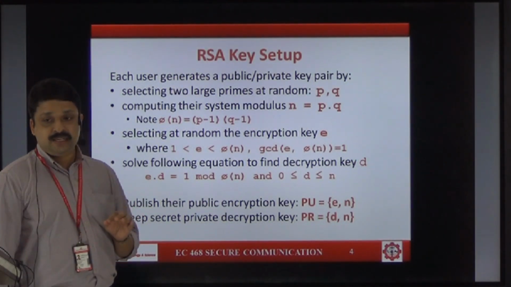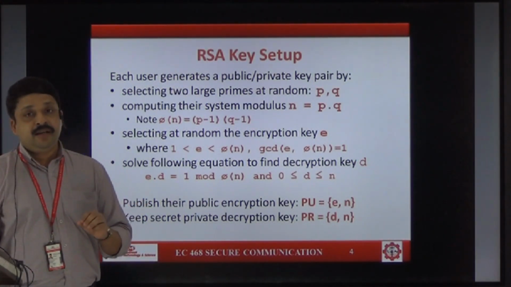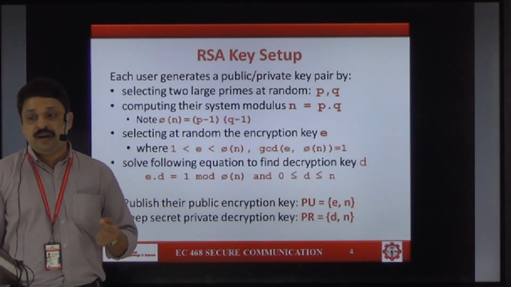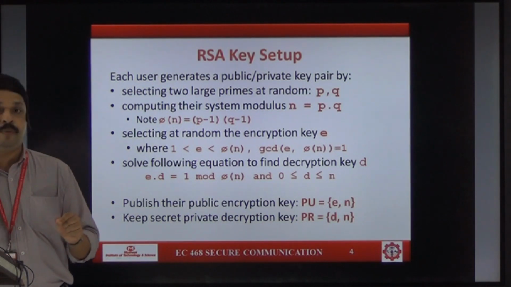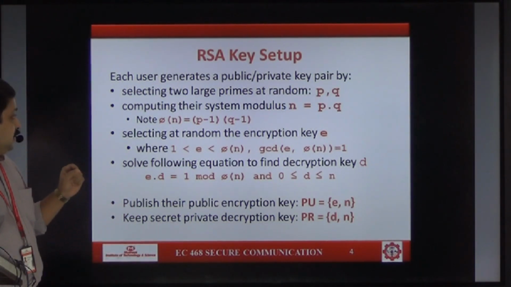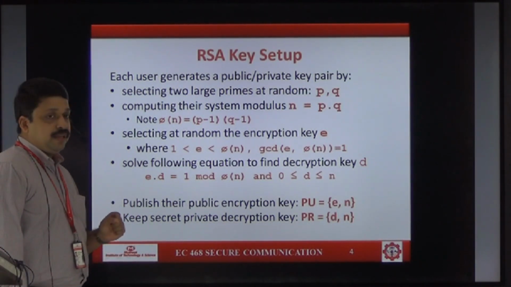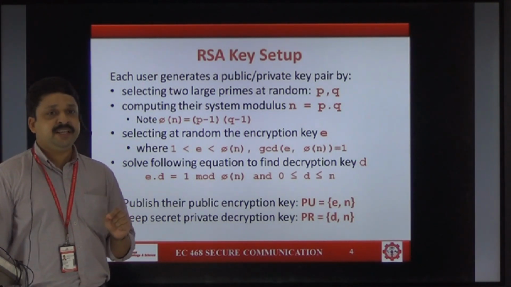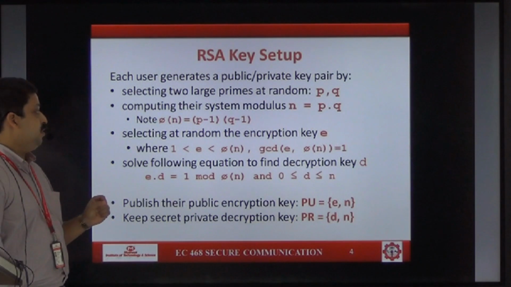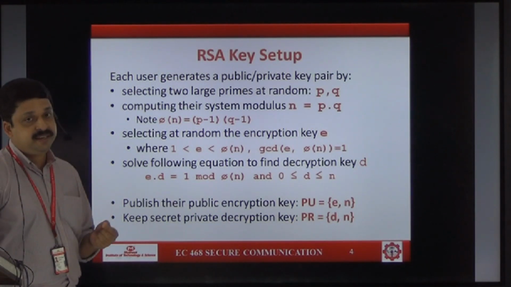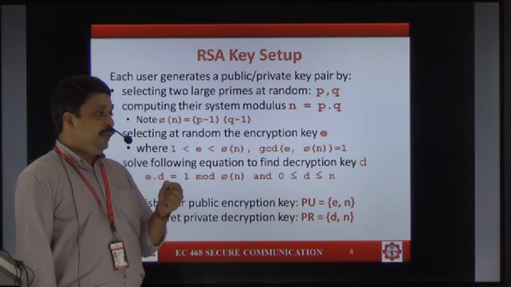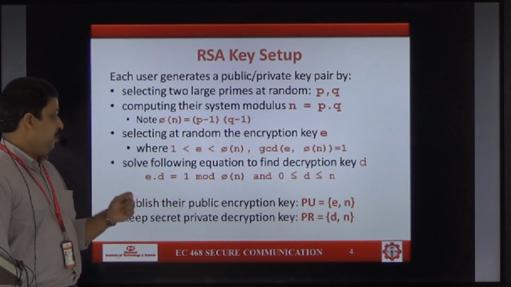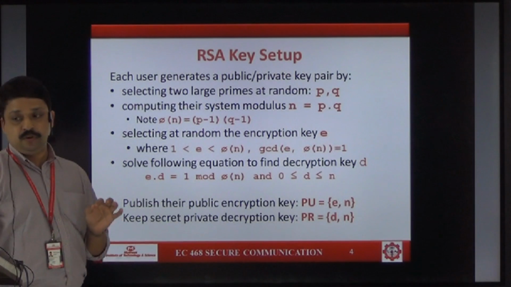So the process, I shall summarize it once again: find two large primes P and Q, find their product N, then find phi of N, that is (P minus 1) into (Q minus 1), then select an encryption key in such a way that the GCD of phi of N and E is 1, then find the private key D by using the relation E into D is equal to 1 mod phi of N, then the process is over.